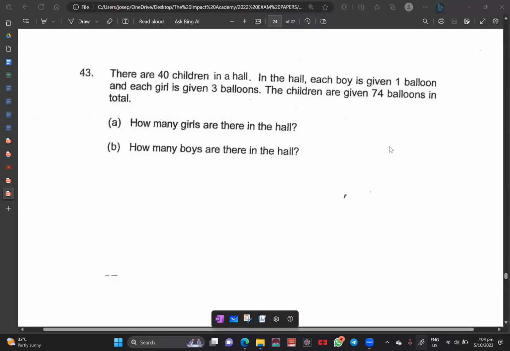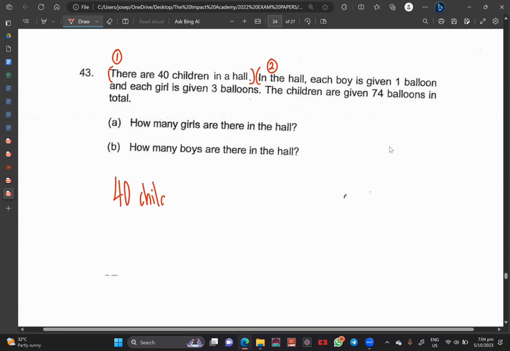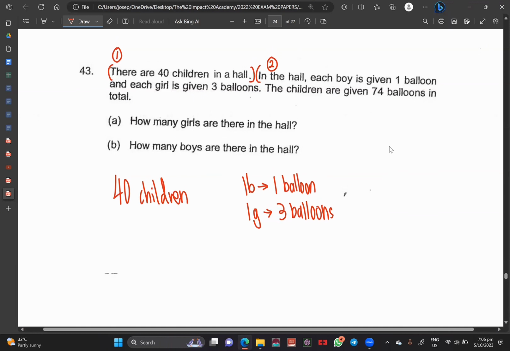There are 40 children in a hall. How many children do I have? 40. Okay. Sentence number 2. Okay, so maybe you can write down 40 children first. Later on, you have to tell me what concept this is, okay? Now, in the hall, each boy, so 1 boy is given how many balloons? 1. Make sense? 1 girl is given how many balloons? Make sense? Am I making sense here? Do I know how many boys I have? Do I know how many girls I have? So what is it that I have to do? Guess and check. Guess and check.